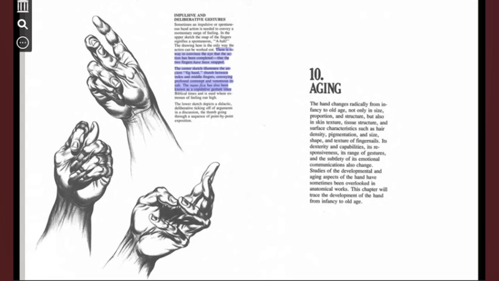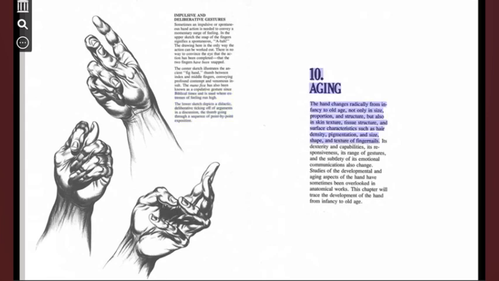The center sketch illustrates the ancient fig hand, thumb between index and middle fingers, conveying profound contempt and venomous insult. The monofica has also been known as a copulative gesture since biblical times and is used where extremes of feeling run high. The lower sketch depicts a didactic, deliberative ticking off of arguments in a discussion, the thumb going through a sequence of point-by-point exposition.